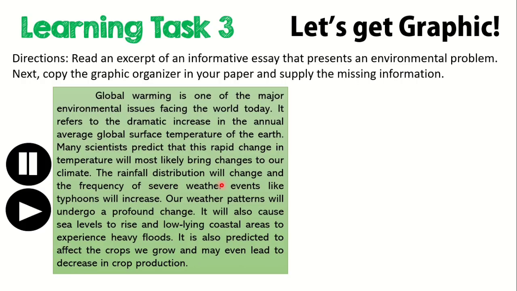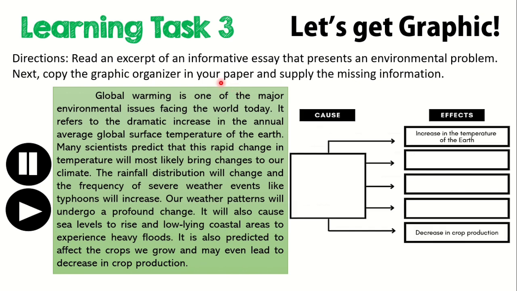Okay, for learning task 3, entitled Let's Get Graphic, directions: read the excerpt of an informative essay that presents an environmental problem. Next, copy the graphic organizer in your paper or on your notebook and supply the missing information. This is an example of a cause-effect graphic organizer. Okay, pause the video so that you'll have time to read the text and copy the graphic organizer and fill in the missing information. Once you're done, resume watching the video. Good luck!